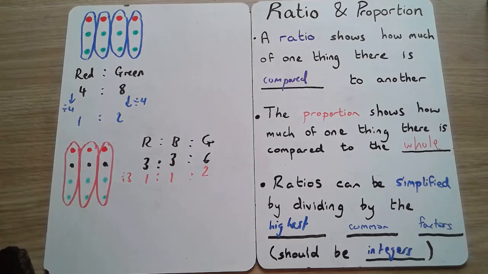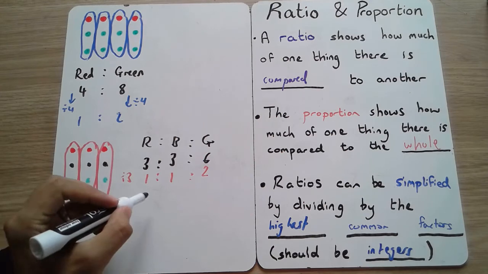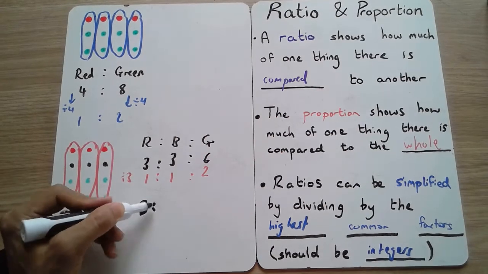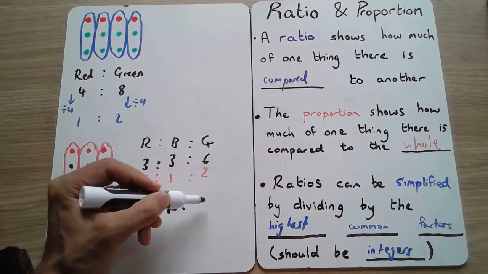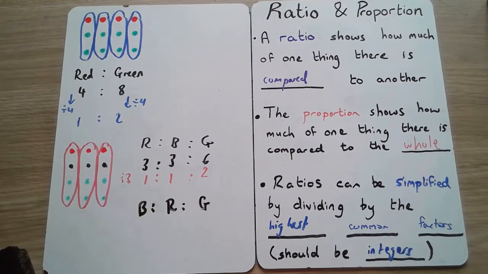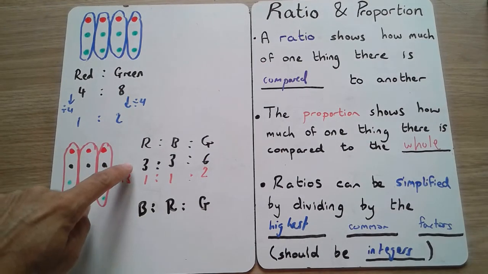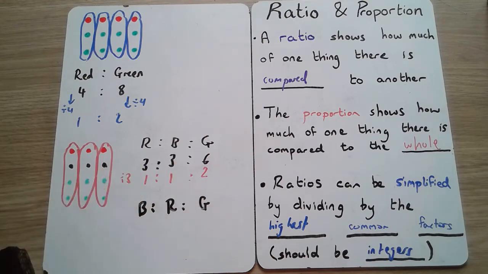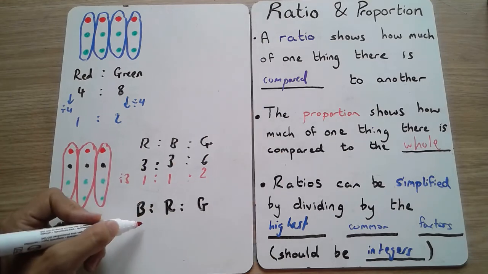But a very, very important thing to say is that I didn't have to use this order of red, black, and green. If I said I want the order of black to red to green, the ratio would actually have been the same in this case, because it still would have been 3, 3, and 6.